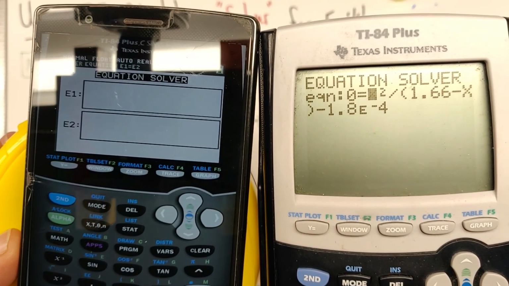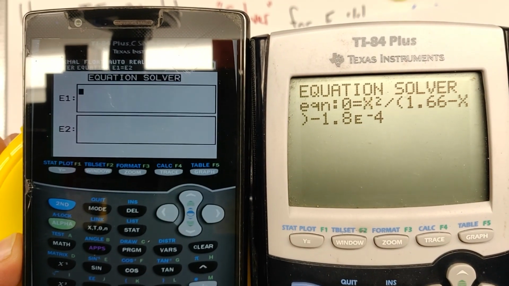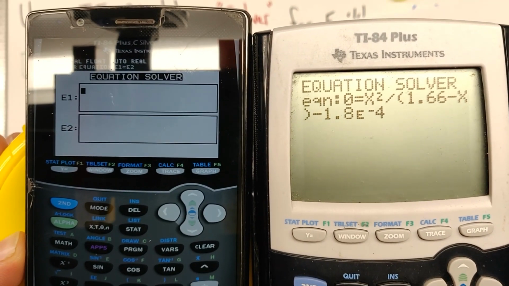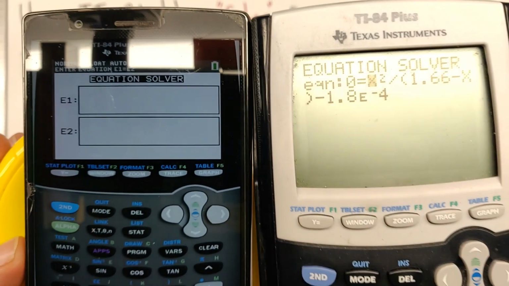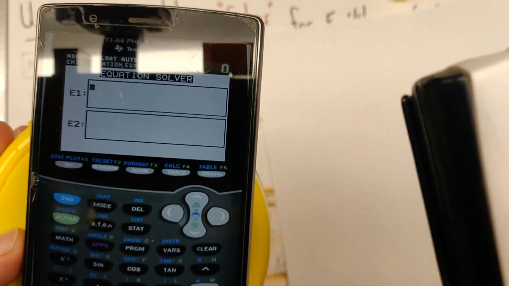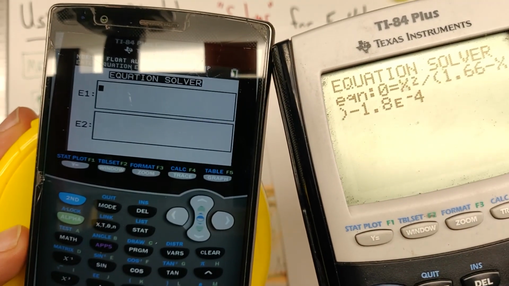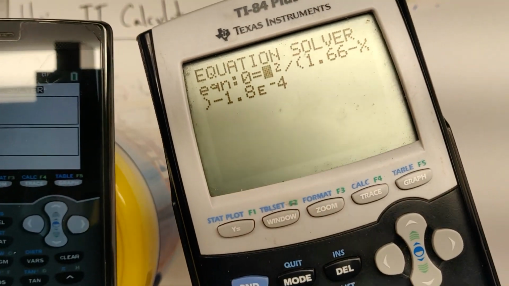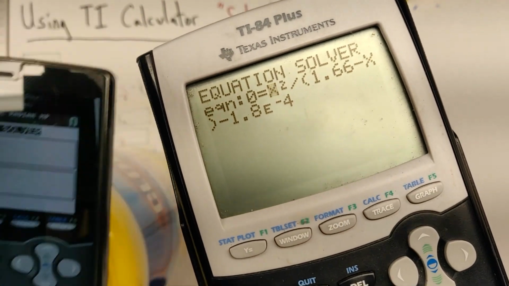It's just that the calculator on the right wants you to solve it in the form of 0 equals, and the calculator on the left lets you divide it up into two expressions. And again, this is a later operating system, and I don't have one of those calculators with me at home right now, but I use this all the time, and after this step they're the same anyway.